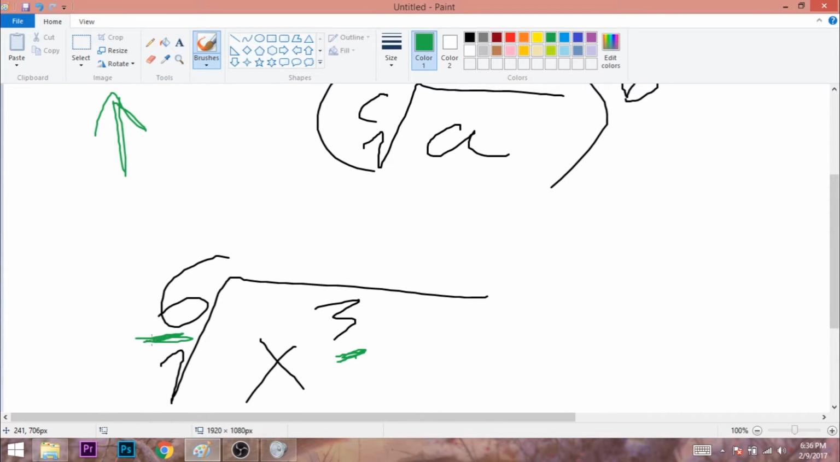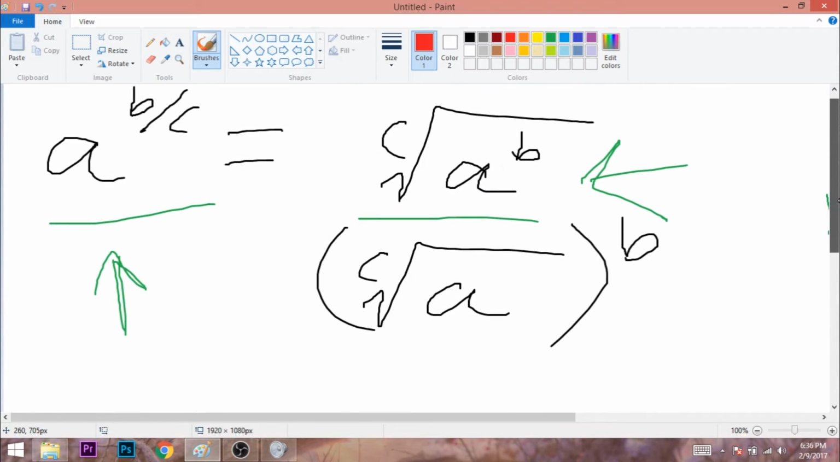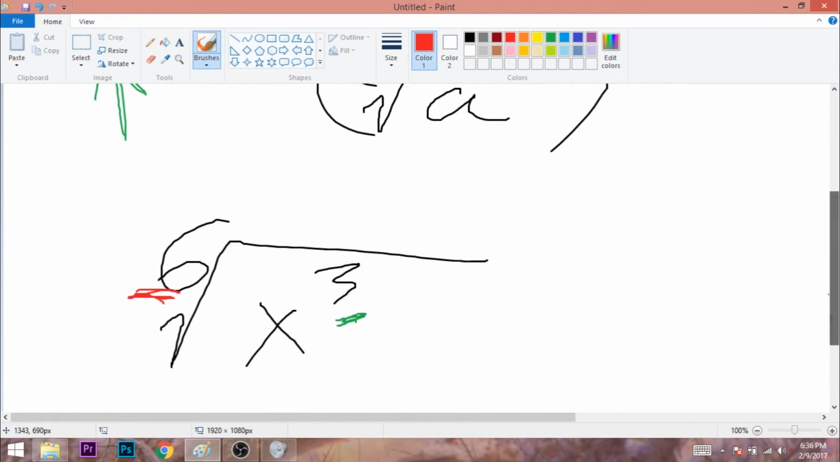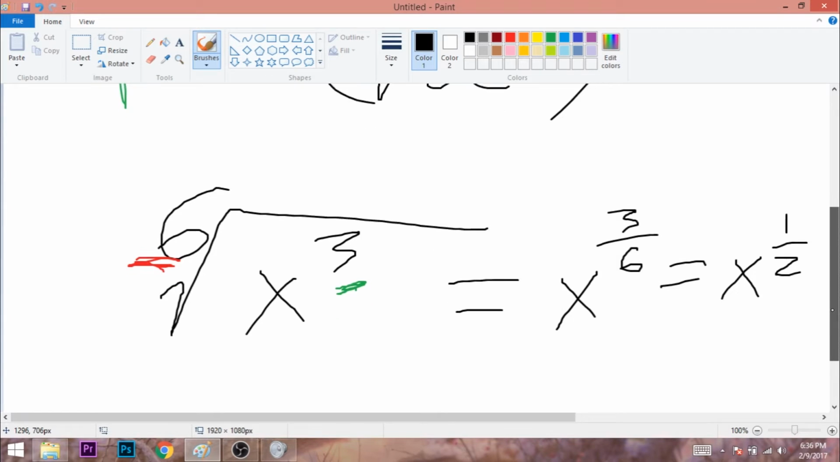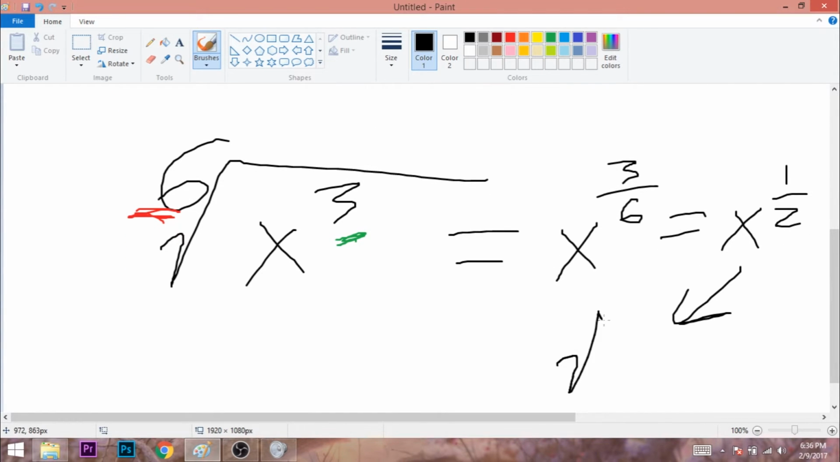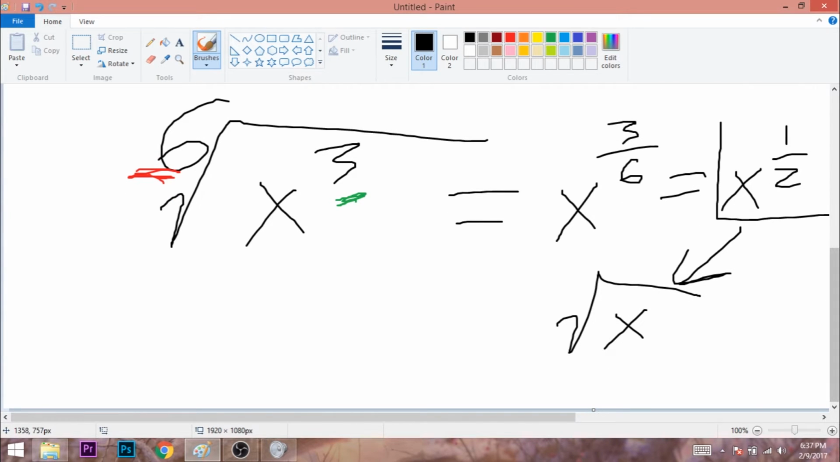Let me use a different color. This is a. So using this, this is going to be equal to x to the b over c. Sorry, this is your c, and this is your b. So if you have b over c, you're going to have 3 over 6. Now you're going to simplify that, and you're going to get 1/2. This is also the same as the square root of x. But for answering this problem, this would be the correct answer.